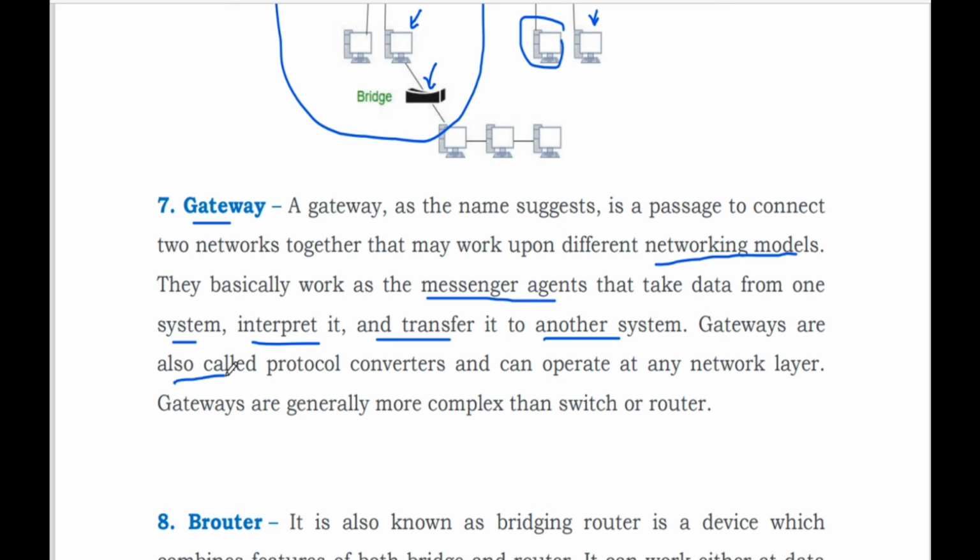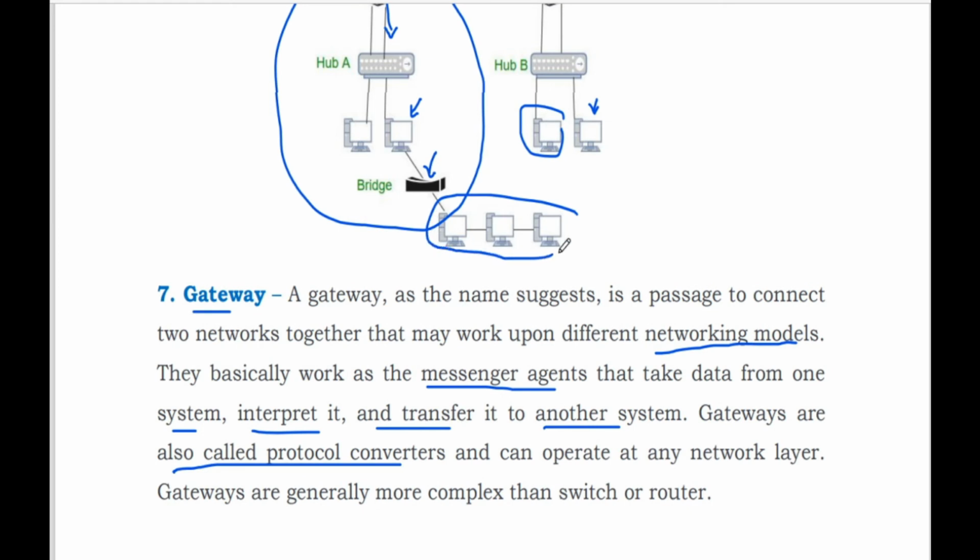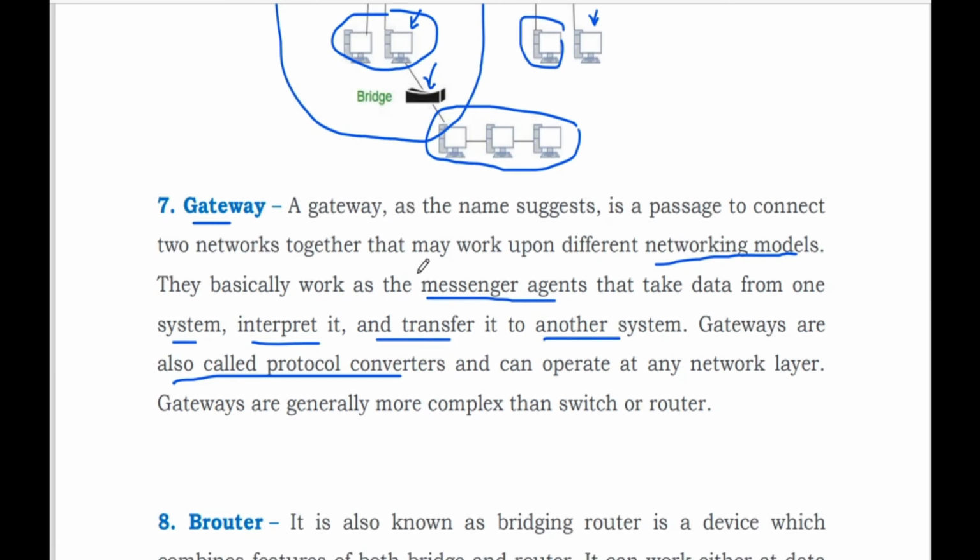Gateways are also called protocol converters because one network may be using one protocol, and another network may be using another protocol. There might be several different sets of rules and regulations used in order to transfer, receive and communicate the data. So a gateway helps convert one protocol to another and can operate at any network layer. Gateways are generally more complex than your switch or router. So that is the difference you find between a gateway and a switch or router.